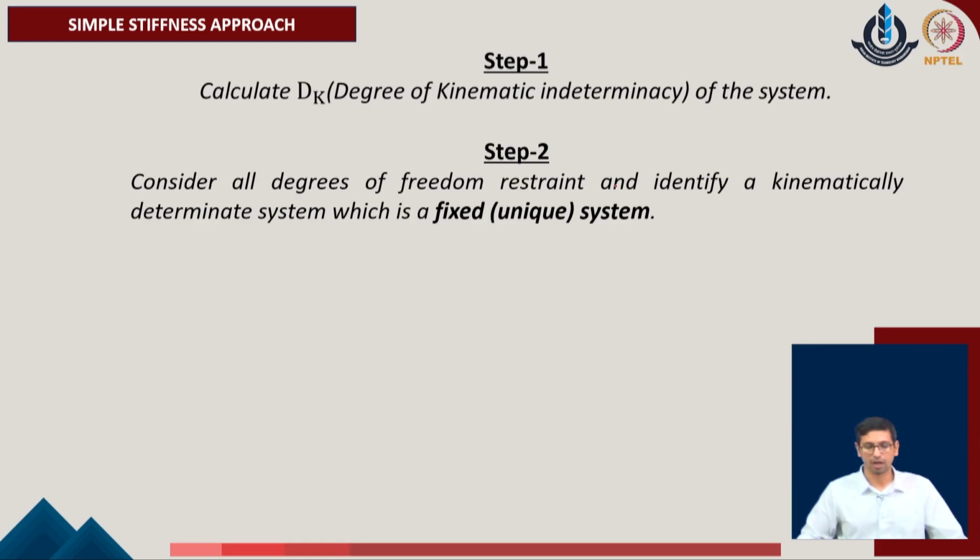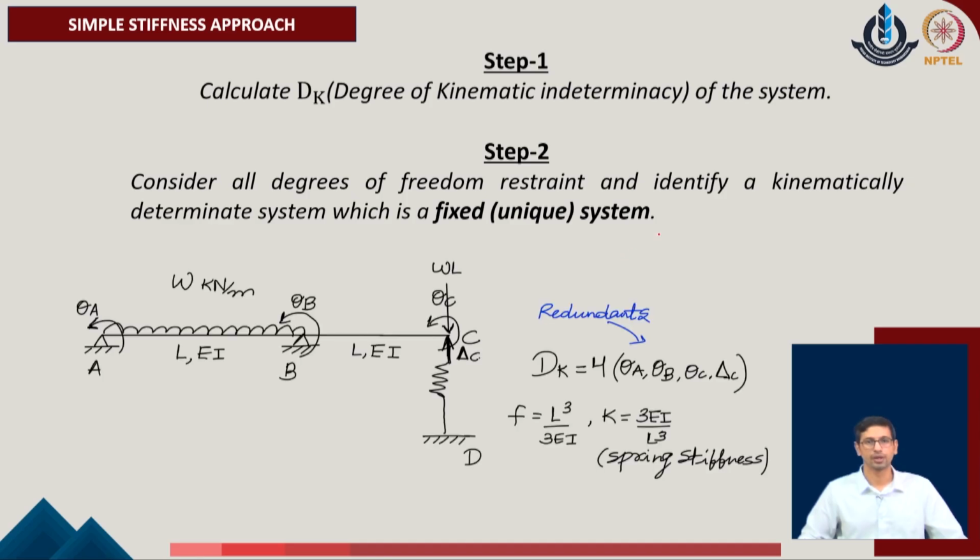As a first part, we evaluate the degree of kinematic indeterminacy of the given system. We will see the system to identify the kinematic indeterminacy, and then as the next step, step 2, we restrain all the degrees of freedom to make the system a kinematically determinate system. If this is the problem originally given to us, we realize that at joint A we have 1 degree of freedom which is restrained and 1 degree of freedom which is free. At joint B also we have 1 degree of freedom which is free. At joint C we have 1 degree of freedom which is free, which is the rotation, as well as the vertical translation, which is partially free in the given system. So, we consider a total of 4 degrees of freedom available in the given problem.